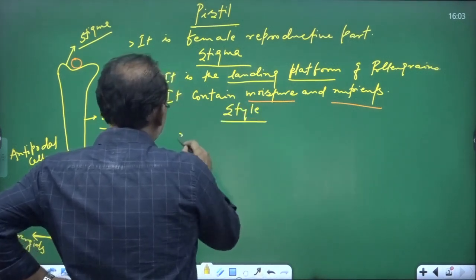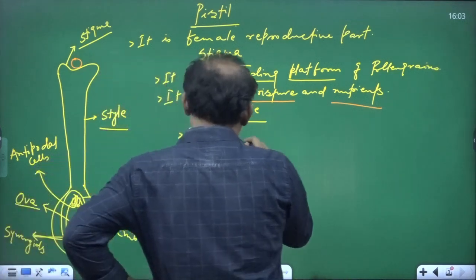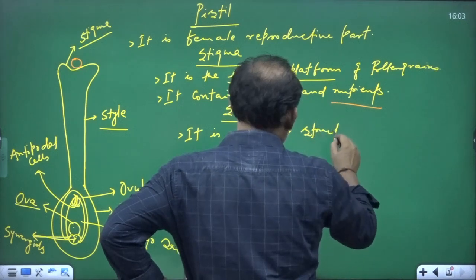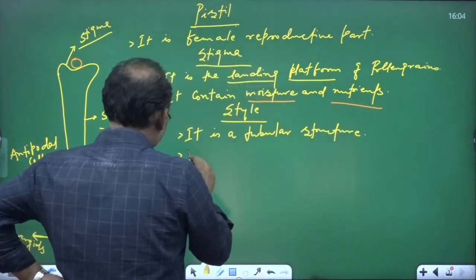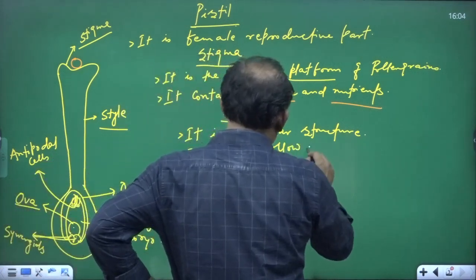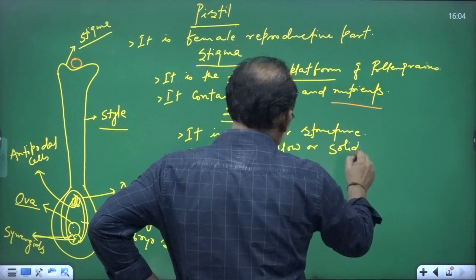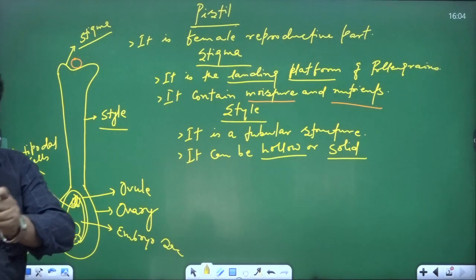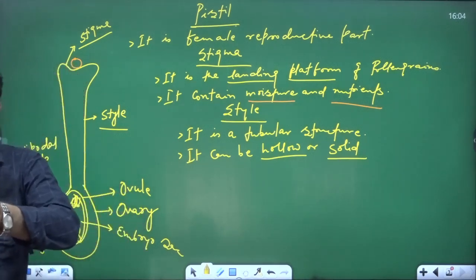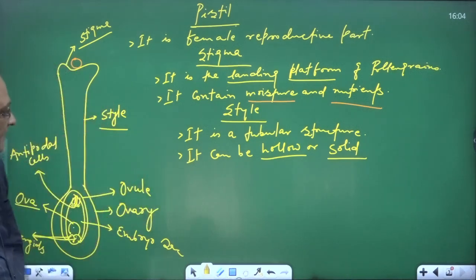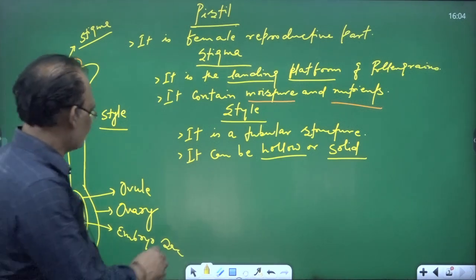A style is a tubular structure. It can be hollow or solid. It can be hollow or solid, meaning it can be empty or filled by tissue. If it is filled by tissue, it is called solid. And it is a tubular structure. Acha.